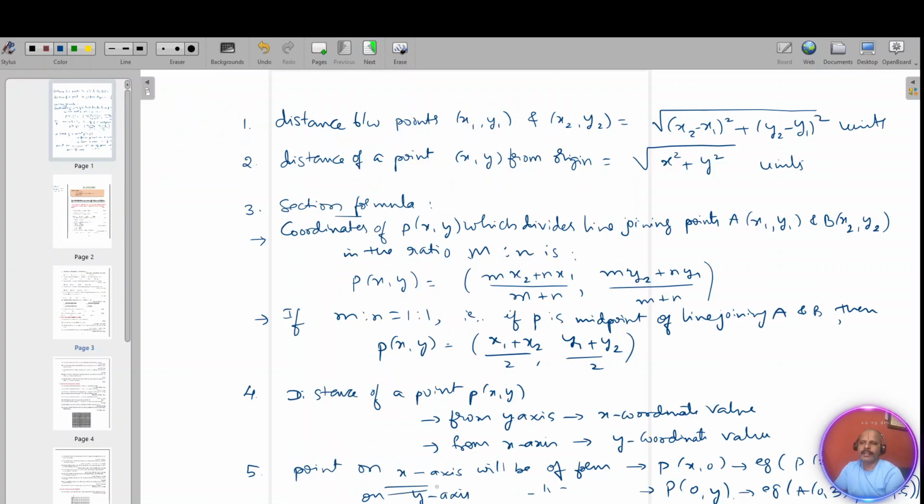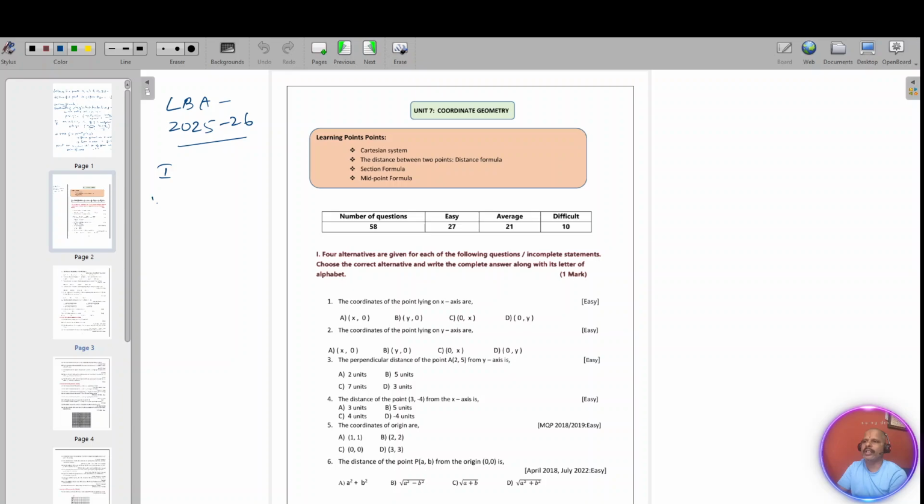Point on the x-axis will be of the general form x comma 0, where x is any number. Point on the y-axis will be of the form 0 comma y, where y is any number. Example I have given here: 2 comma 0, minus 2 comma 0 lies on the x-axis because on the x-axis the y coordinate will be 0. Similarly, on the y-axis the x coordinate will be 0. With that knowledge, we can answer this.